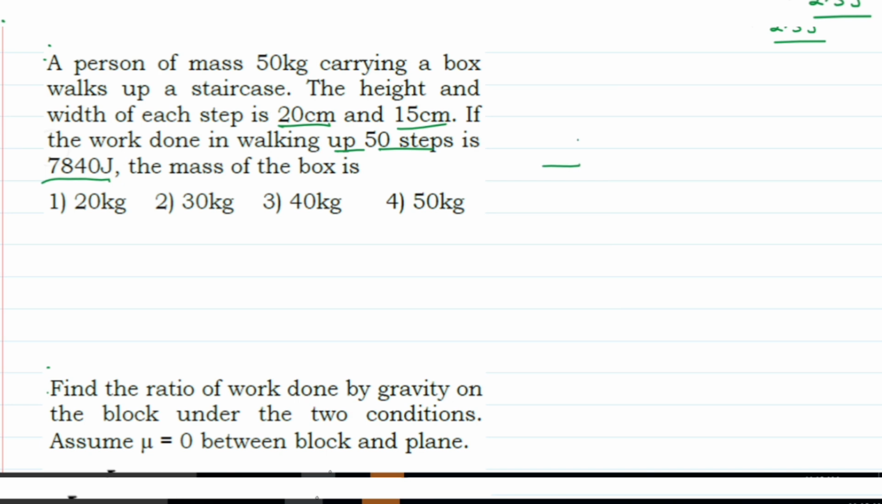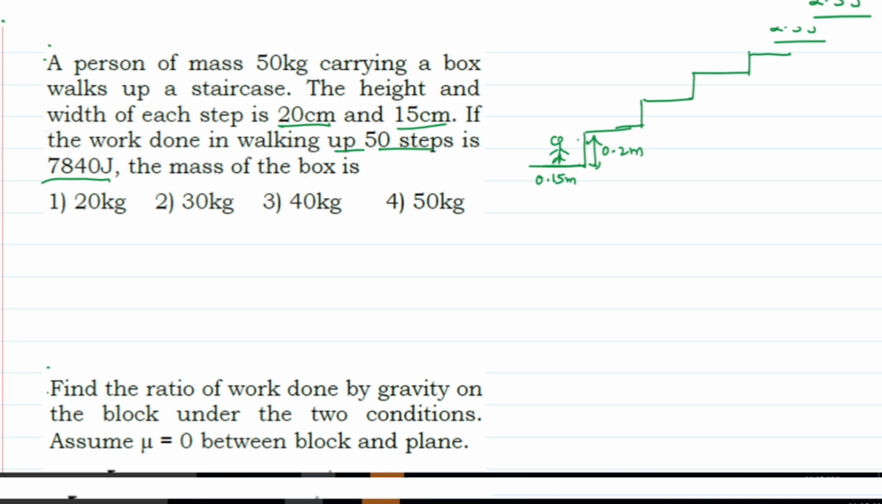Here one staircase is given. The width is 0.15 meter, and the height of each step is given as 20 centimeters, so we take the height as 0.2 meter. A person is climbing, the person's mass is given, and he is carrying a box, right? He is carrying a box.